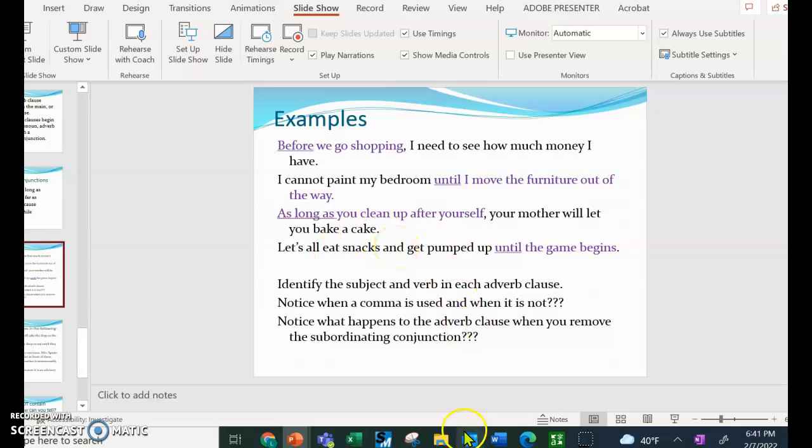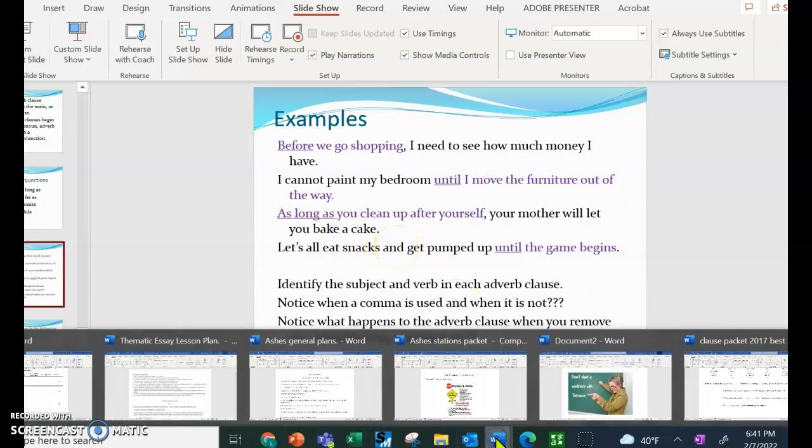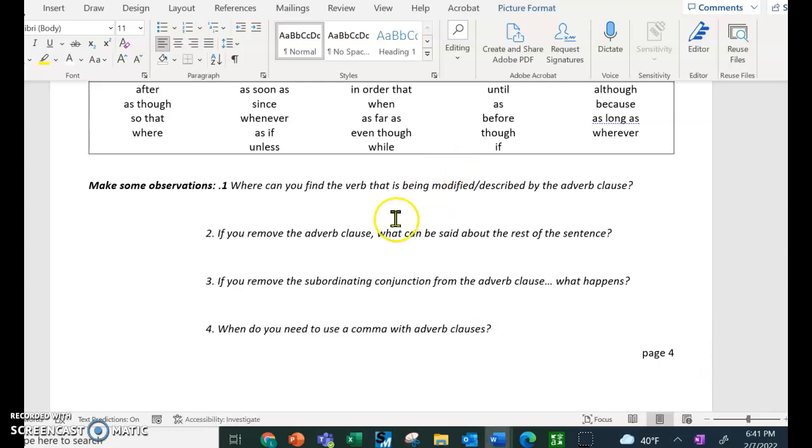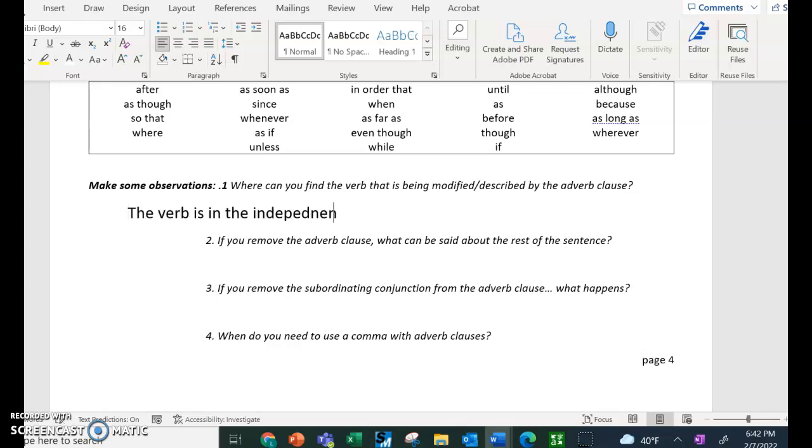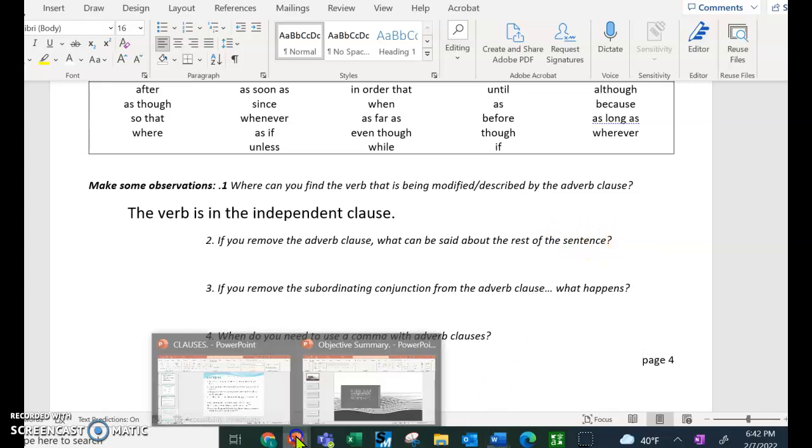So you'll notice that the verbs exist in the independent clause, so in the other part of the sentence. So everyone on your sheet should write that down. Where can you find the verb that's being modified or described? The verb is in the independent clause. Second question, if you remove the adverb clause, what can be said about the rest of the sentence?